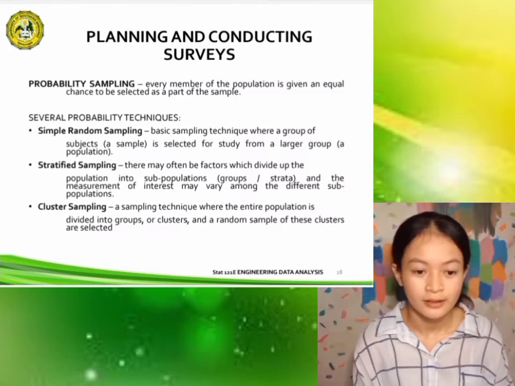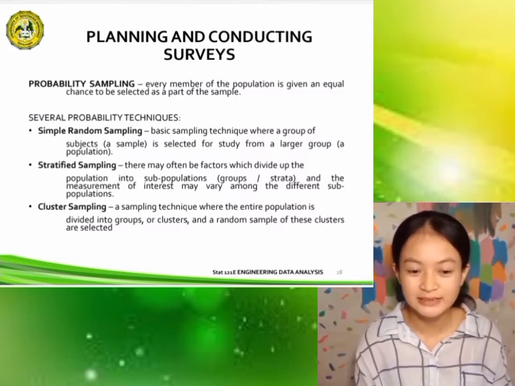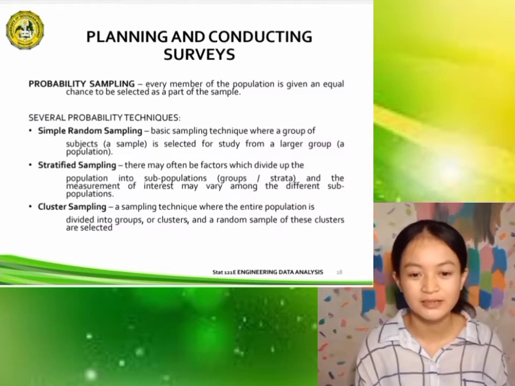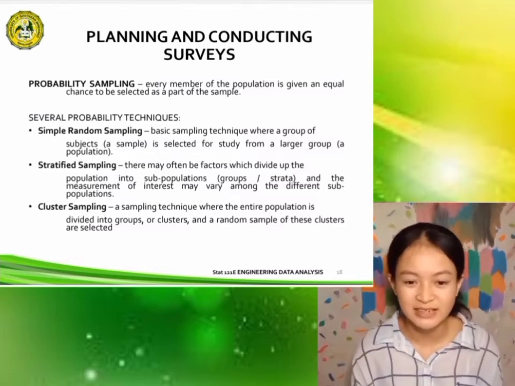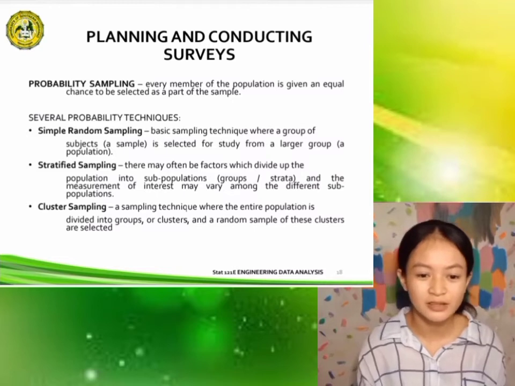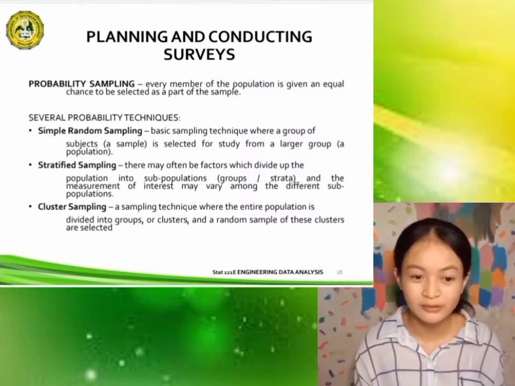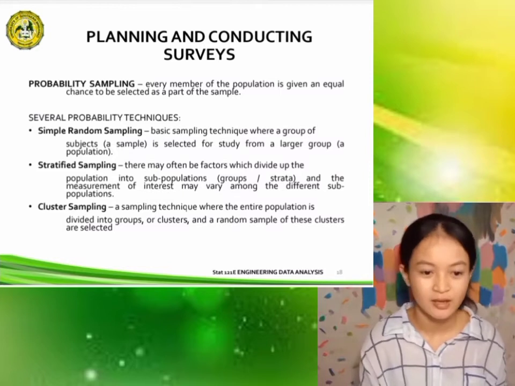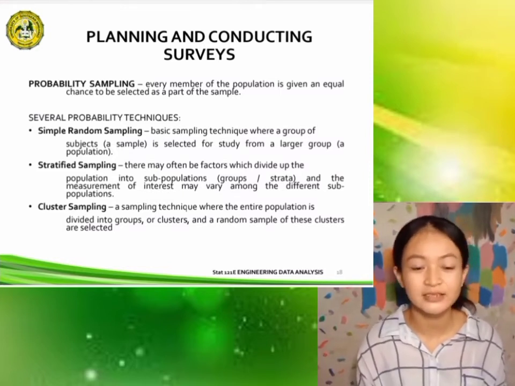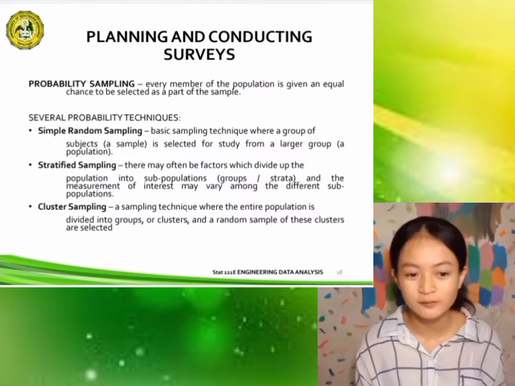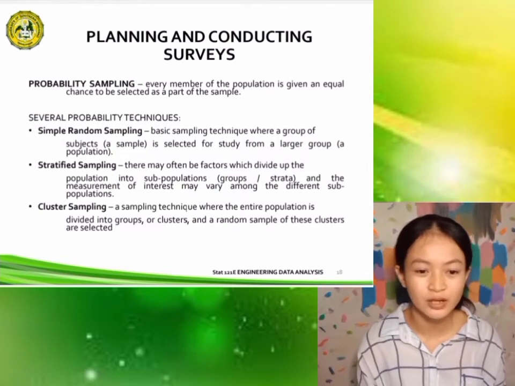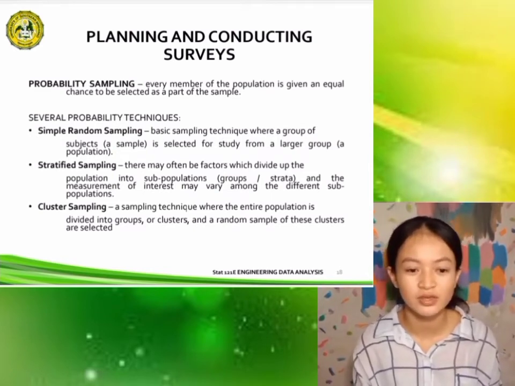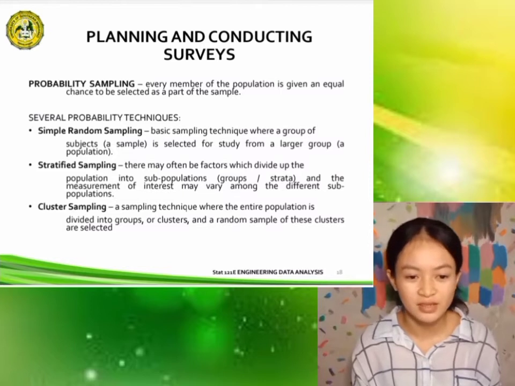So next, and the last one, is cluster sampling. Cluster sampling is a technique where the entire population is divided into groups or clusters, and a random sample of these clusters is selected. Instead of sampling individuals from each subgroup, you randomly select entire subgroups. If it is practically possible, you must include every individual from each sampled cluster. If the clusters themselves are large, you can also sample individuals from within each cluster using one of the techniques.